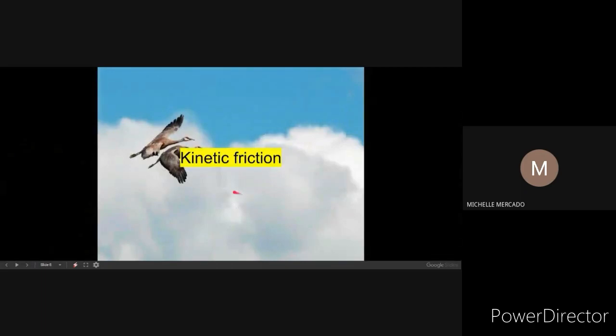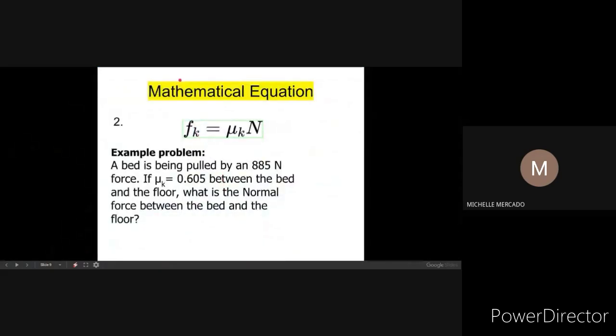Okay, so the second one is the kinetic friction. So again and again, when we say kinetic friction, it is a friction that is present to the objects that are moving. Okay, again, so mathematical equation natin is this one. Then, katulad din po siya ng tinatawag nating static friction. So, ang pinagkaiba lang po nila is the subscript. Kung yung kanina is small letter s stand for static, this one is small letter k stand for kinetic.